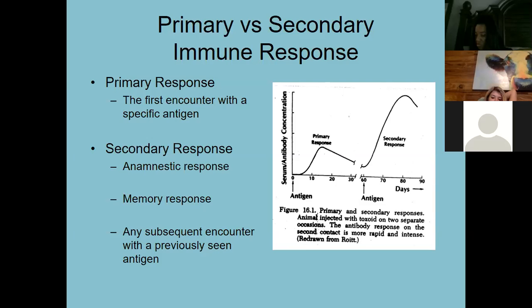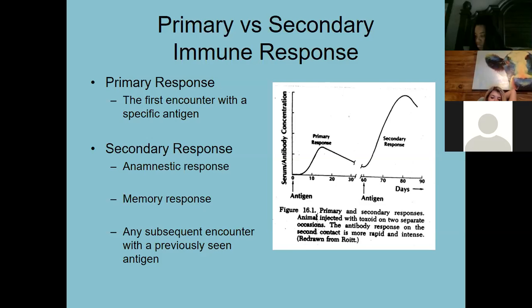The secondary response is anytime that you encounter the antigen after the first time. You have those antibodies, your body can quickly respond, you do not get ill. The secondary response is also called the memory response because your body remembers that particular antigen. It's also called the anamnestic response. Well, amnesia is forgetting. Anamnestic is not forgetting. Your body doesn't forget that antigen, it remembers it.